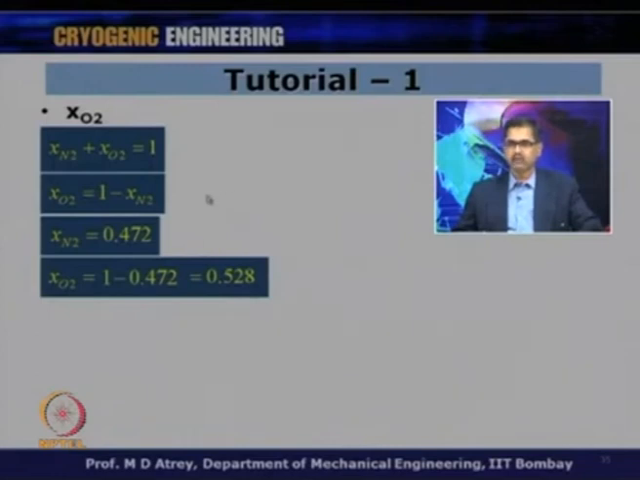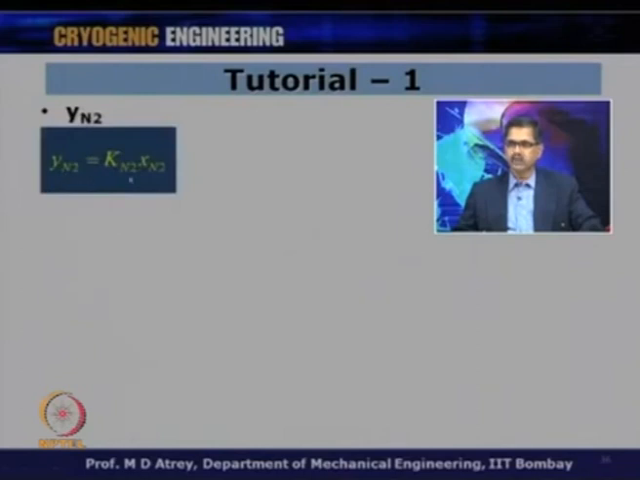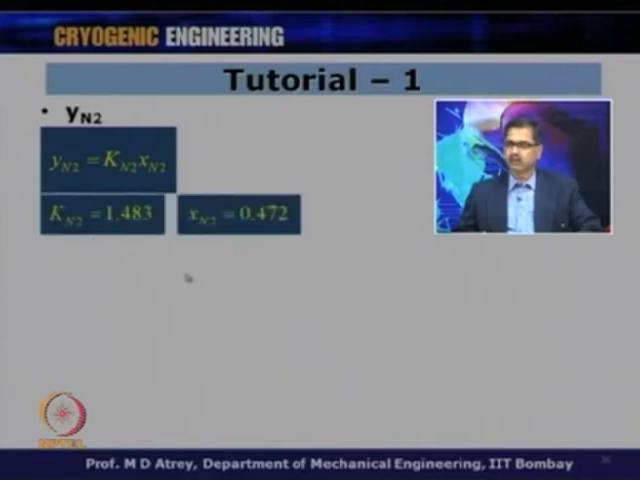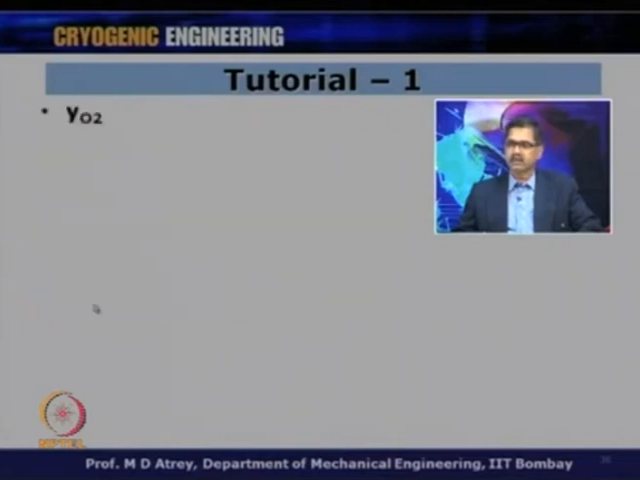So, I got now xn2 and xO2, and I will get the values of yn2 and yO2 also. That comes automatically when I know the distribution coefficient. So, yn2 is related to xn2 by yn2 upon xn2 is equal to Kn2. If I know the values of Kn2 and xn2, I can straight away calculate the value of yn2. Just put 1.483 into 0.472, which is equal to 0.66699, which is nothing but yn2.